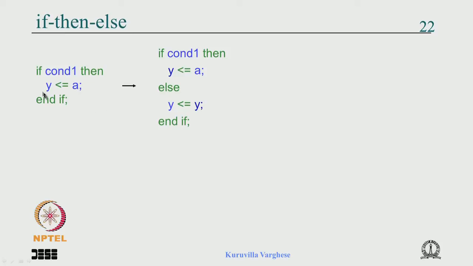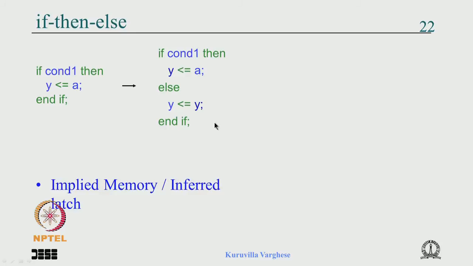If you miss else, it means that if this condition is met, then y gets a, else y is y itself. And that is funny, that is dangerous, in the sense that it shows a feedback. If this condition is met, y gets an input. If this condition is not met, the output is fed back into the input. That is the meaning of it.